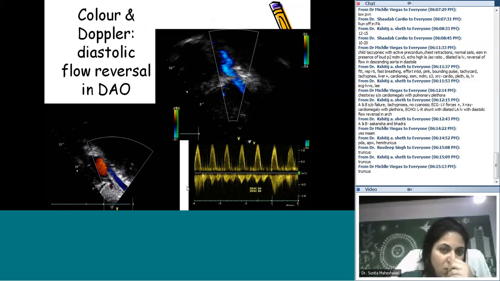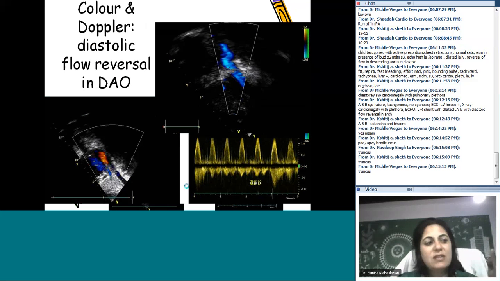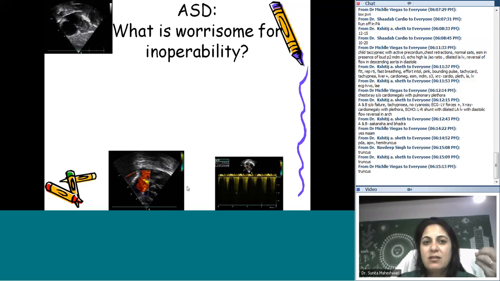Okay, now ASD. ASD is a very different ballgame. We have discussed VSD, PDA, AP window, hemitruncus, right? Now, in all of them, the shunts are systemic. They all have systemic PA pressures from the get-go. So they all have very early damage of the pulmonary vascular bed, and they all need to get operated very early. So we didn't go over that age of operation.